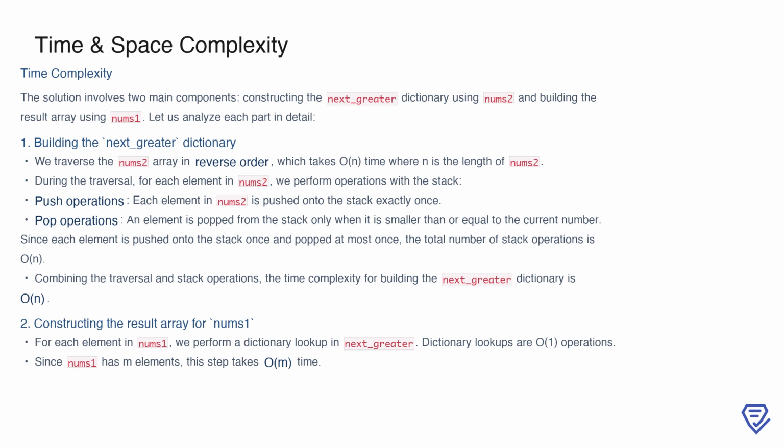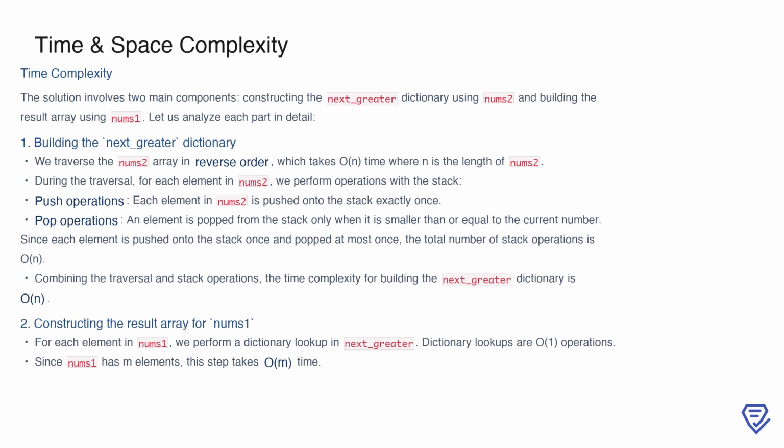Each element in nums2 is pushed onto the stack exactly once, and it is only popped when a smaller or equal element is encountered. This means that each element is pushed and popped at most once, making the total stack operations O(n). Combining the traversal and stack operations, the total time complexity for building the next_greater dictionary is O(n). Next, for constructing the result array using nums1, we perform a dictionary lookup for each element in nums1. Since dictionary lookups are O(1) operations, and nums1 has m elements, this step takes O(m) time.